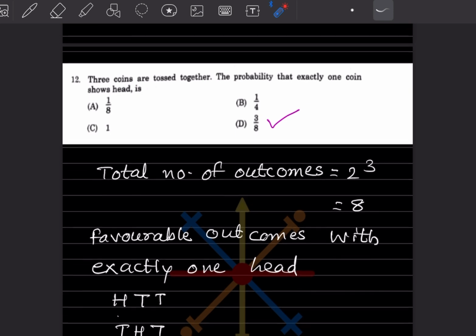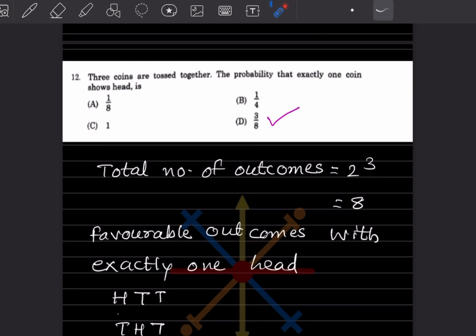3 coins are tossed together. The probability that exactly one coin shows head. So you know in a coin there is a head and a tail, one head and one tail. So total number of outcomes, there are 3 coins. Each coin has 2 possibilities, so for the first coin, the second coin and the third coin it is 2, 2, 2. So we can write that as 2 cube.